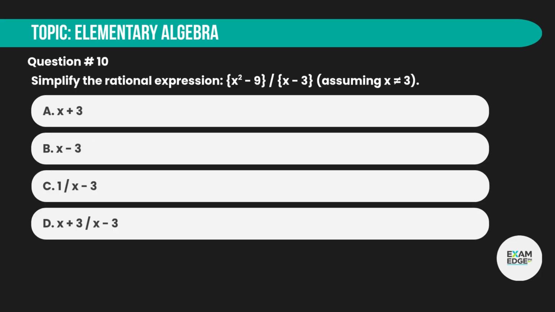Question number 10. Simplify the rational expression x squared minus 9 over x minus 3, assuming x does not equal 3. A. X plus 3. B. X minus 3. C. 1 over x minus 3. D. X plus 3 over x minus 3. Correct answer. A. X plus 3.